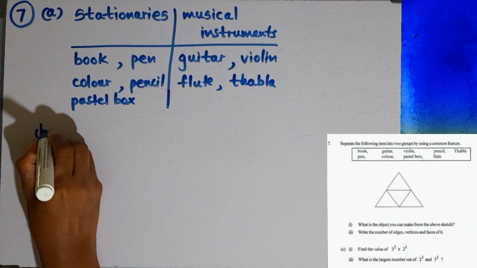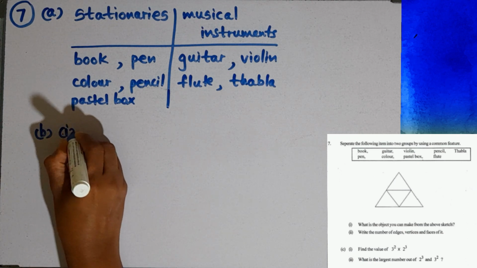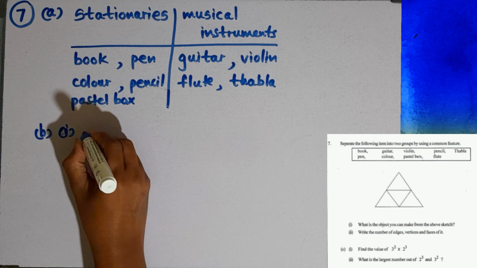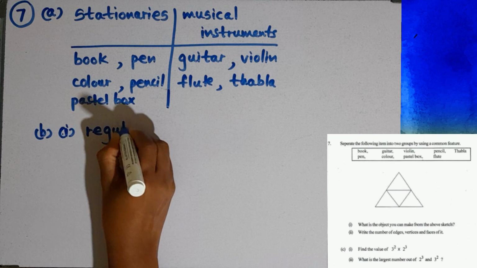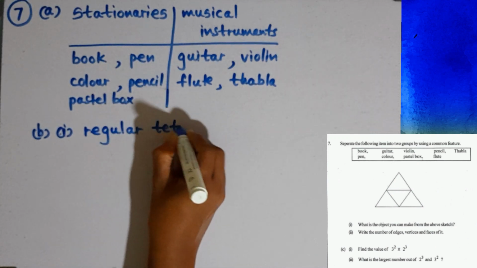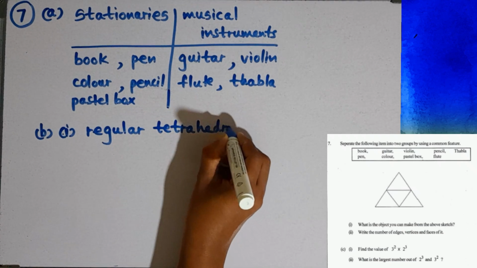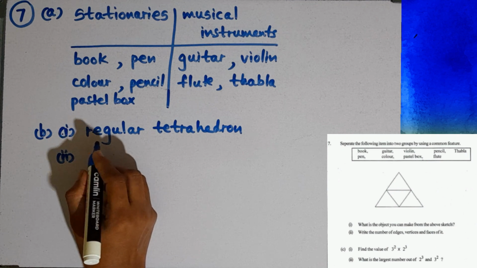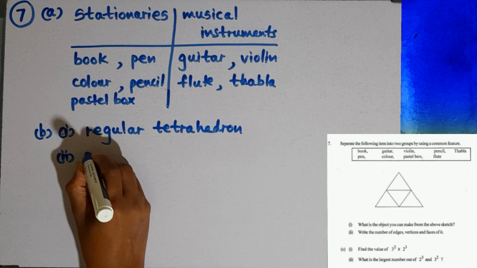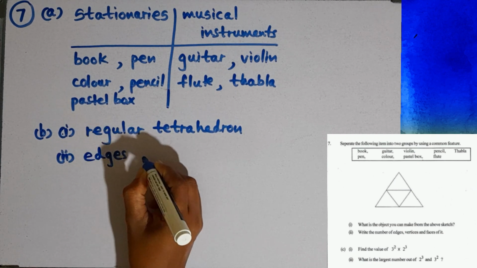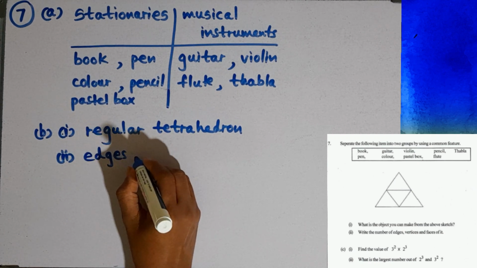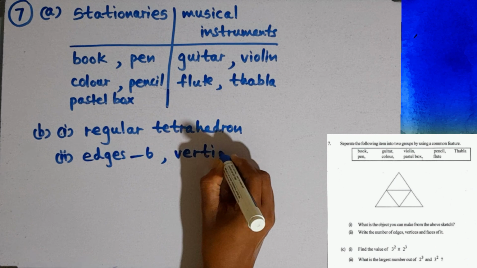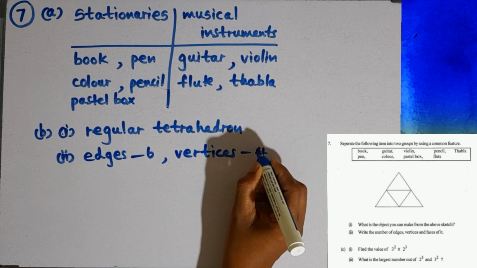Then in B part, we are given this diagram. First question, what is the object you can make from the above sketch? A regular tetrahedron. Then second part, write the number of edges, vertices and faces of it. Edges, how many edges are there? If I count, 6 edges. Then vertices, 4 vertices, and faces are also 4.